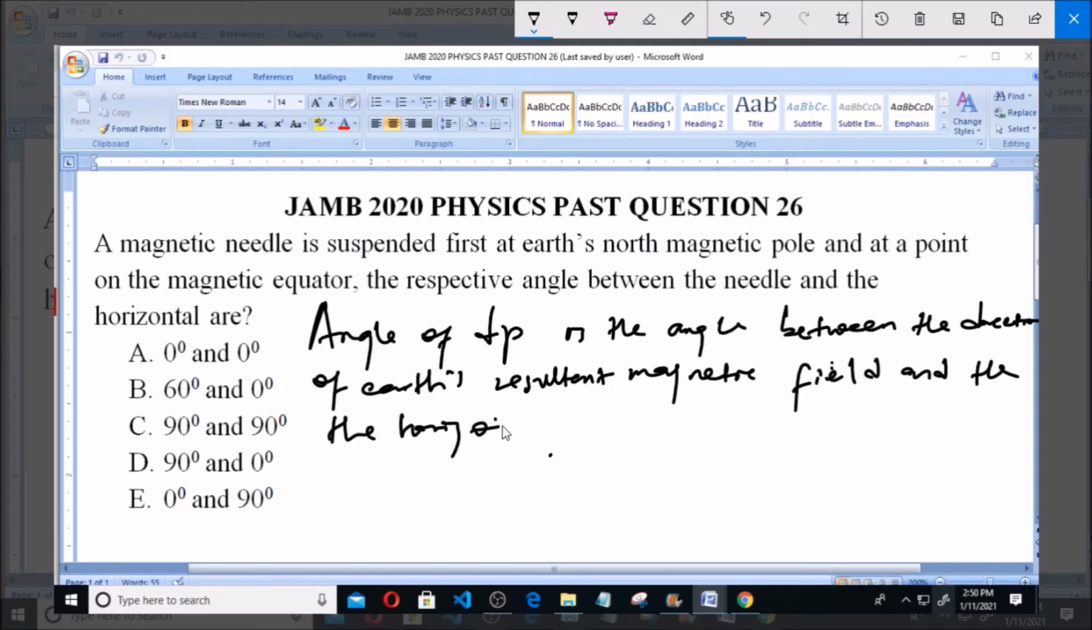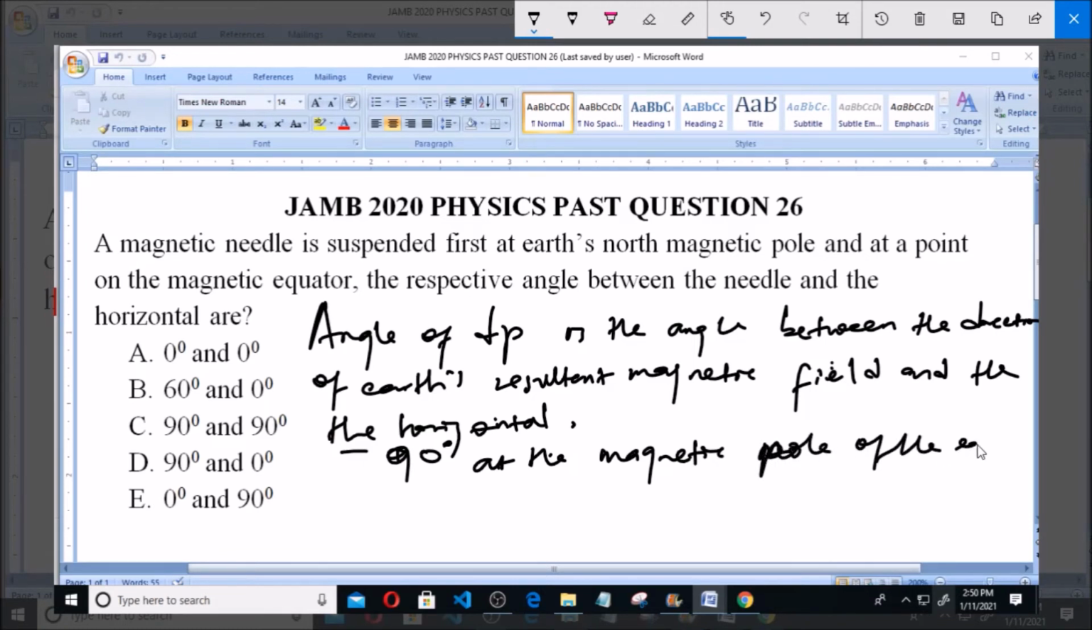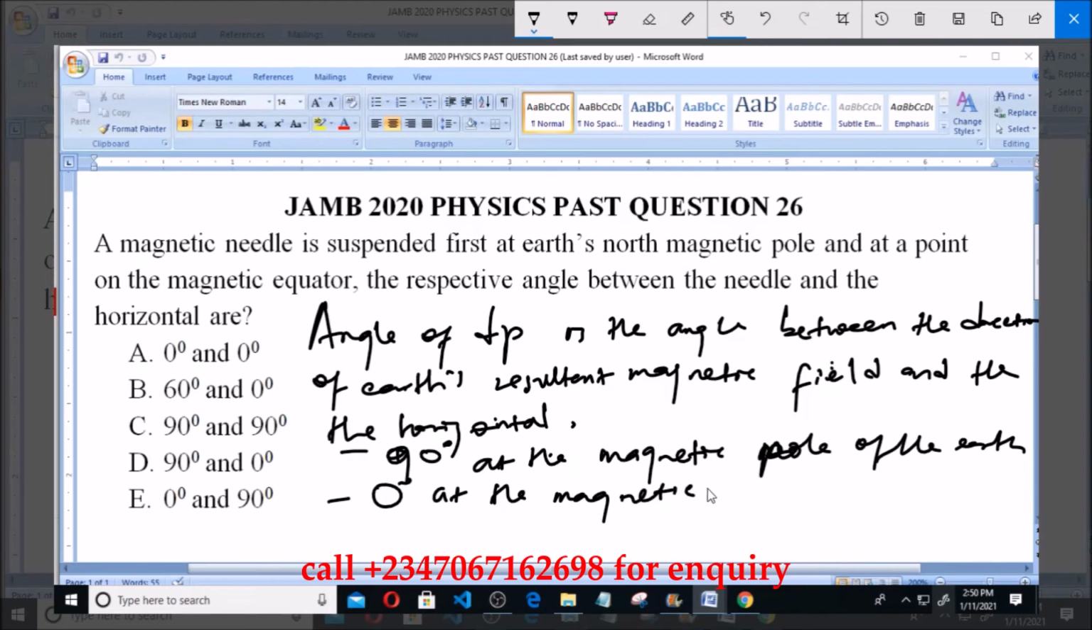So you are basically asking us to find the angle of dip between the Earth's north magnetic pole and the horizontal, and that of the magnetic equator to the horizontal. Now angle of dip is 90 degree at the magnetic pole of the Earth. That is, be it north or south, it is 90 degree at the magnetic pole of the Earth, and it is 0 degree at the magnetic equator. Now remember, all this is to the horizontal.